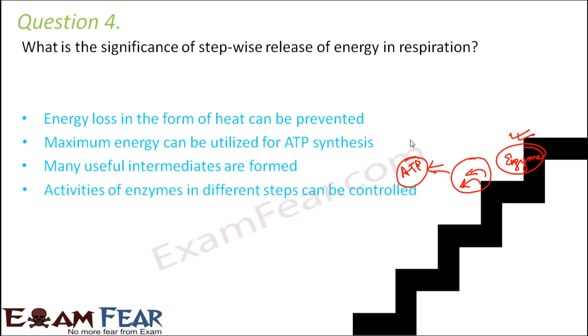Activities of enzymes in different steps can be controlled. Yes, of course, because for each and every step, a different enzyme is playing its role. So if you want to control a particular step, you can control that particular enzyme. But if it is a one-step process, there will be hundreds of enzymes working on that one single step. So you will not know which enzyme to control and which not to. Right? So these are some of the reasons because of which the stepwise release of energy in respiration is very, very significant.